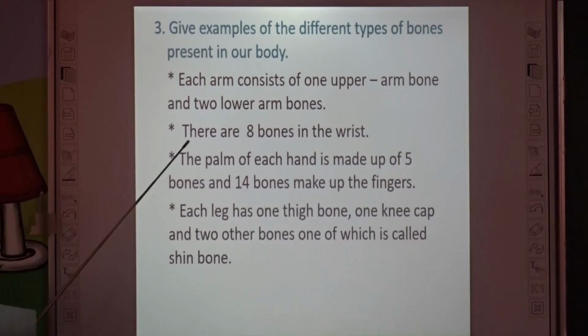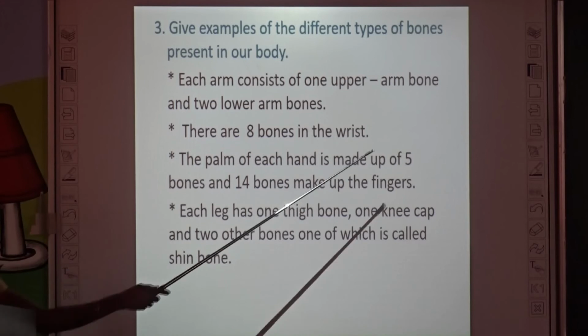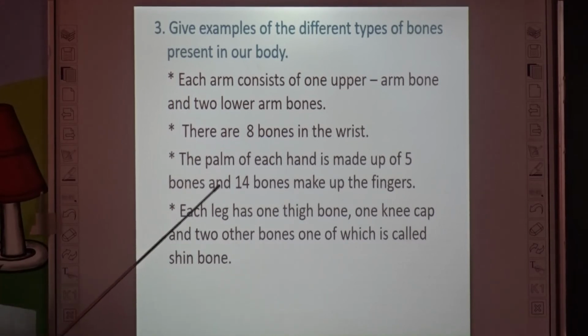Our palm consists of how many bones? 5 bones, and our fingers consist of 14 bones.